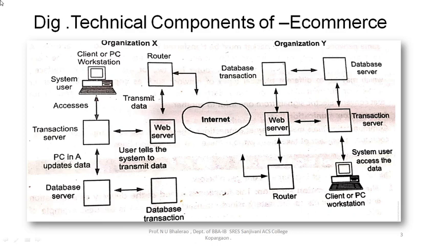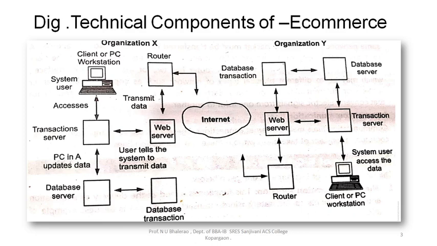So, a client or PC workstation is there. A system user means we are the user who accesses the server or the website which is specially used for e-commerce. The data will be stored in a transaction server. Data is continuously updated. See, the sequential arrows are there. It means they are correlated together.